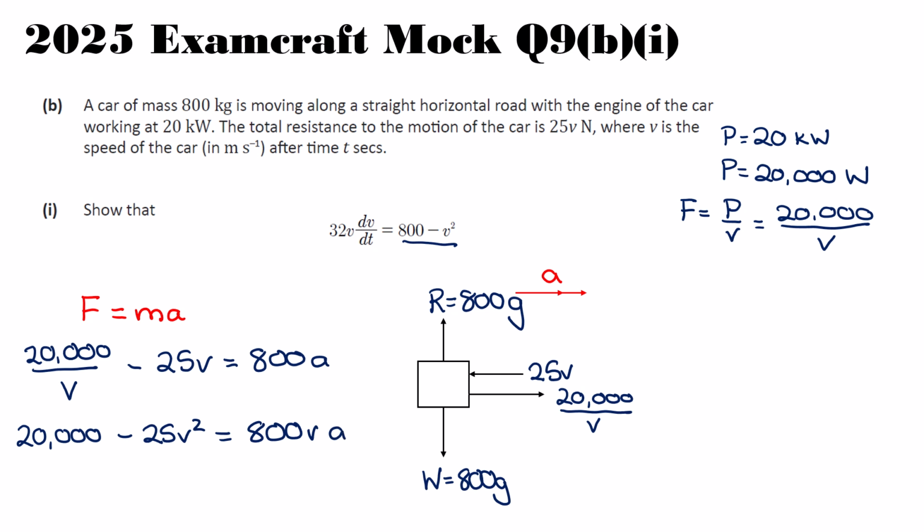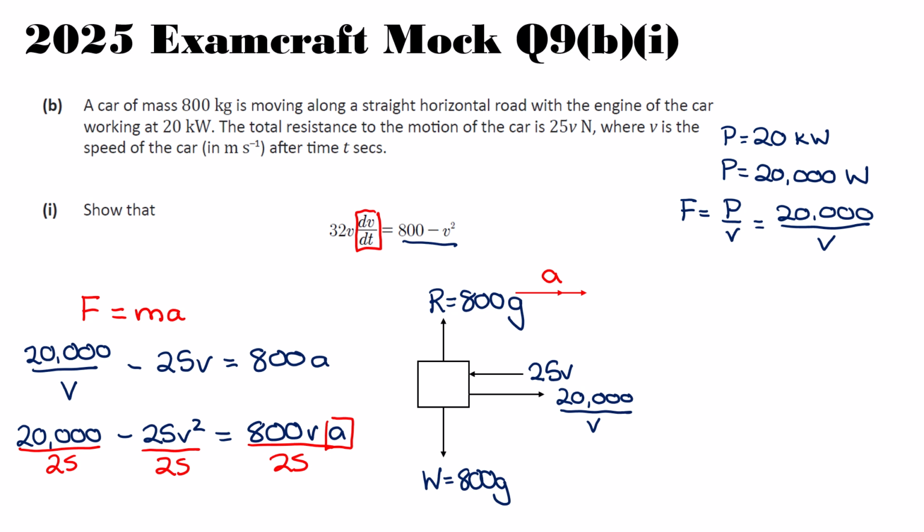Our A in this question has been changed to dV/dt, and you can see that the coefficient in front of the dV/dt is 32V. We currently have an 800. So it's like we've divided across by something. So the easiest way to spot what we're dividing across by is the V squared does not have a coefficient, but here it has 25. So let's divide everything here by our 25.